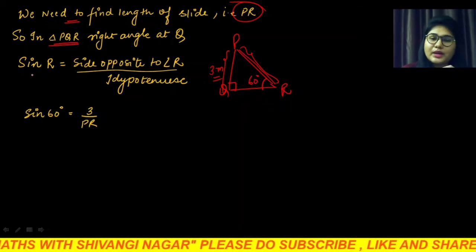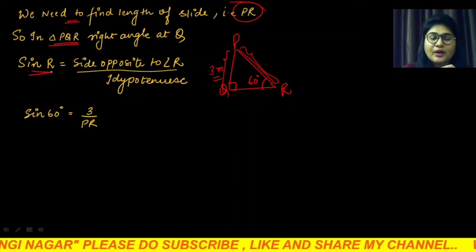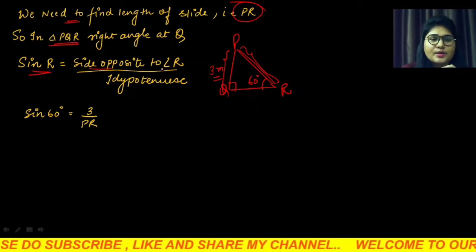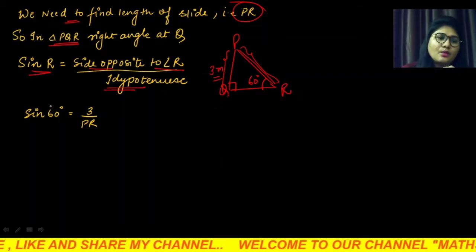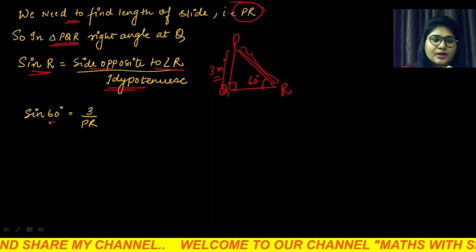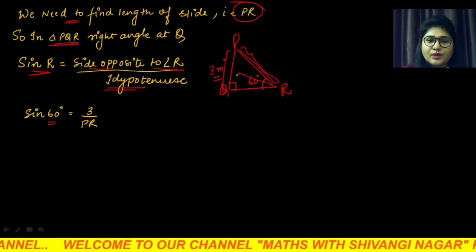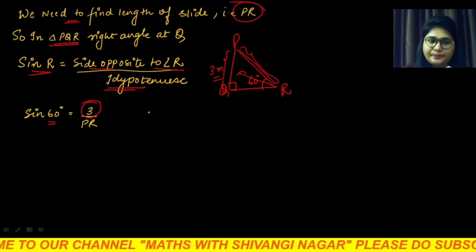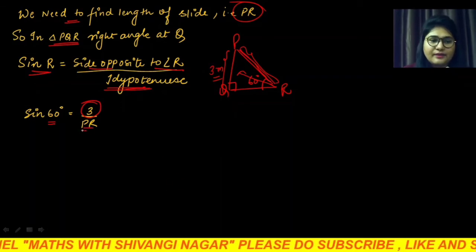So what are we applying here again? We are applying the sine ratio. So sine at what angle? At the angle R. So what is sine R? Side opposite to the angle R upon the hypotenuse. Now what is the value of angle R? It is 60 degrees. What is the side opposite to angle R? PQ, and PQ is 3. And hypotenuse is PR. So I have written here.